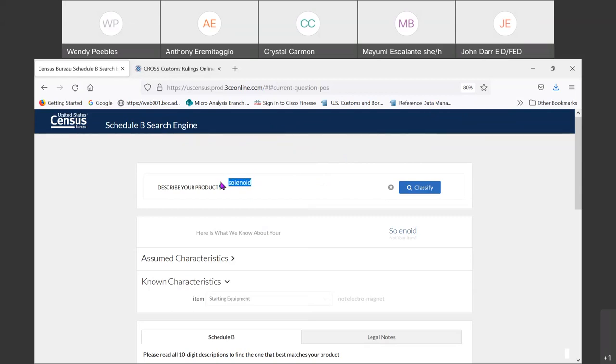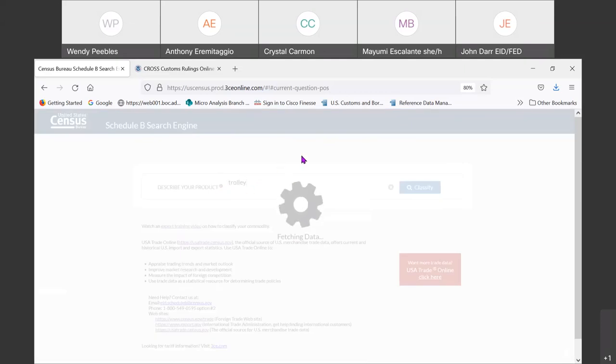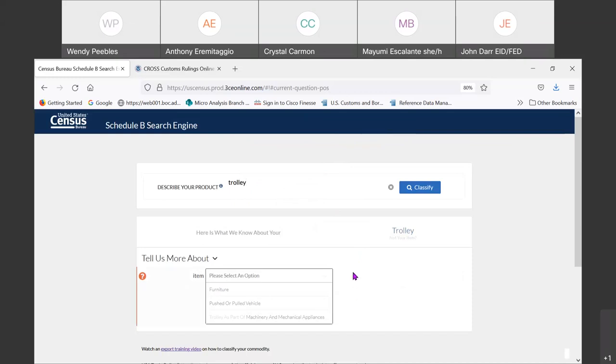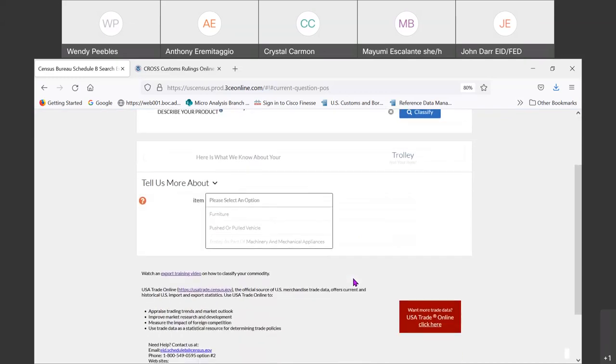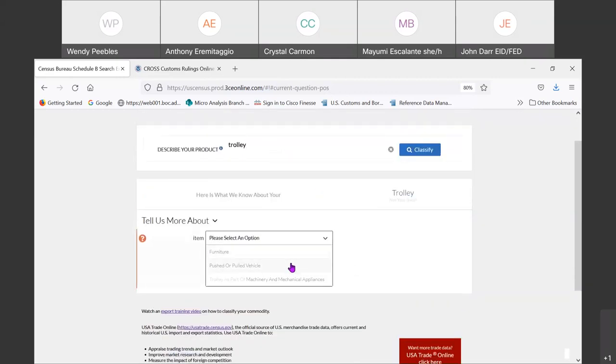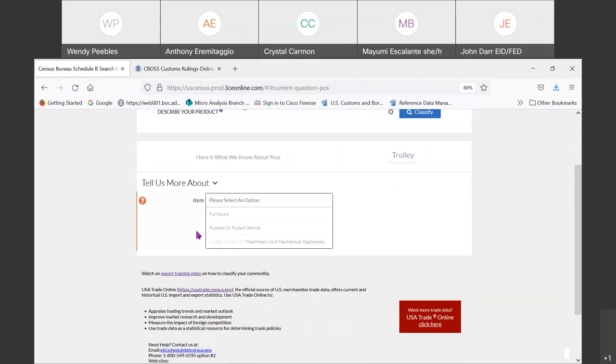Okay. So the motor driven trolley goes to that question that Martina had also with parts and accessories. It is used in manufacturing. It rides on the bottom of a beam, and it usually holds another piece of equipment underneath it. It can have a hoist in 84/25/11 or 84/25/19 attached to it, but the trolley itself is sold separately. Okay. So I put in trolley as describe your product, and the options are pushed or pulled vehicle or trolley as a part of machinery or mechanical appliances. I would go with part of machinery and mechanical appliances.